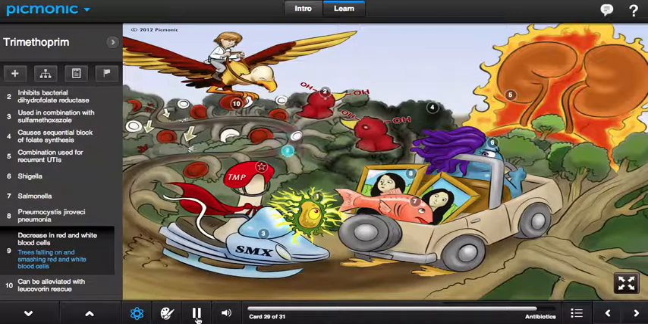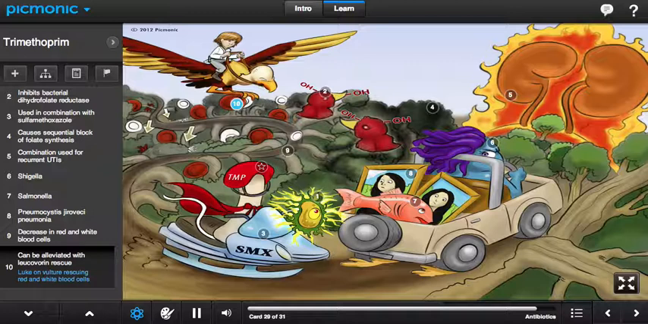However, use of this antibiotic can cause a decrease in red and white blood cell count, shown by the trees falling on the red and white blood cells. This side effect can be alleviated with administration of leucovorin, illustrated by Luke on a vulture trying to help the red and white blood cells.